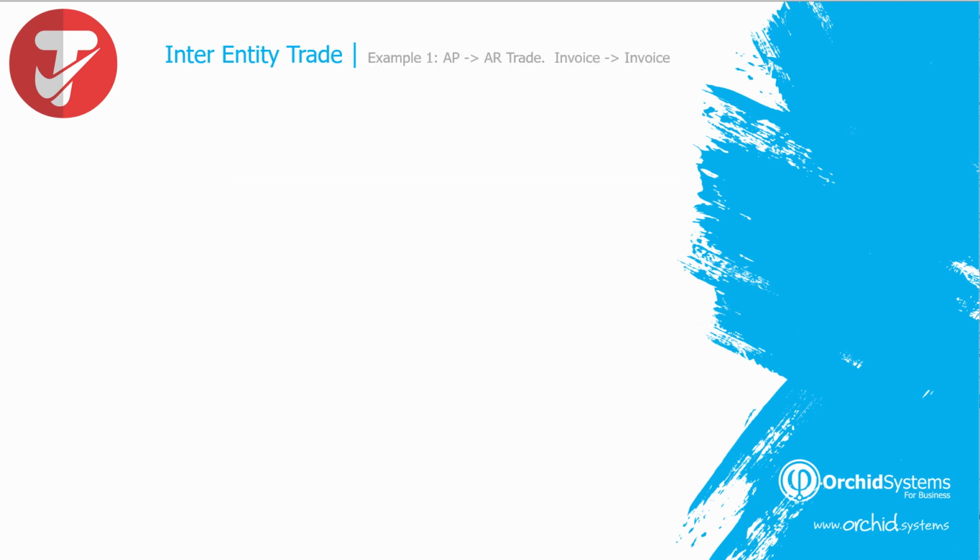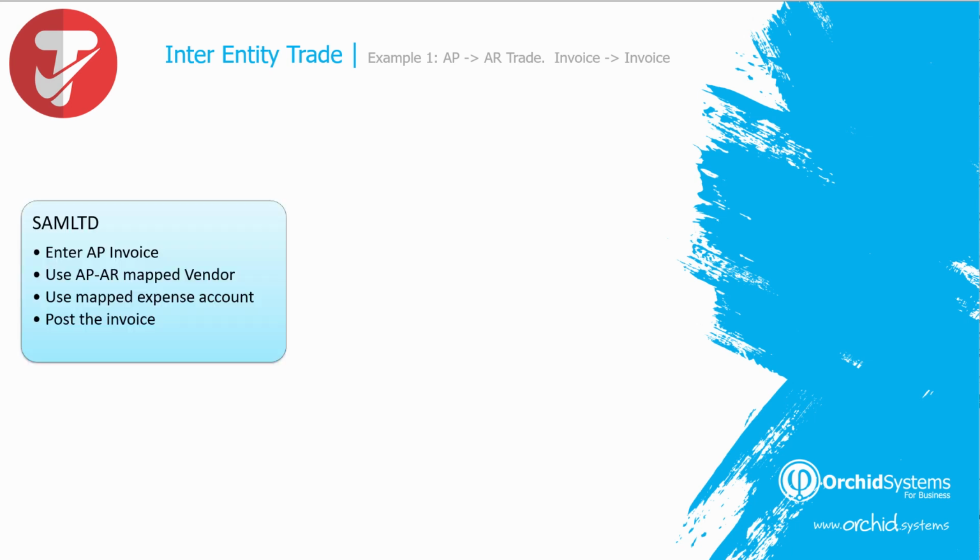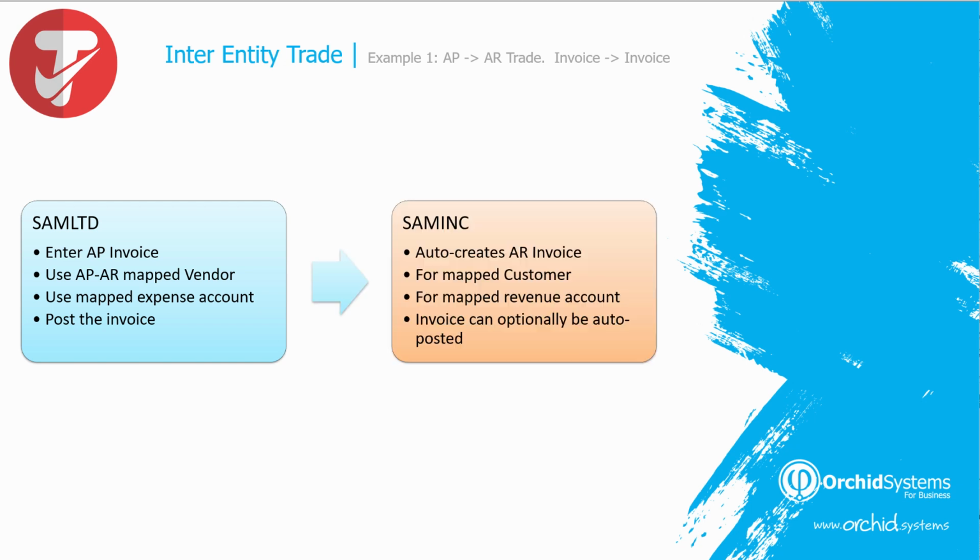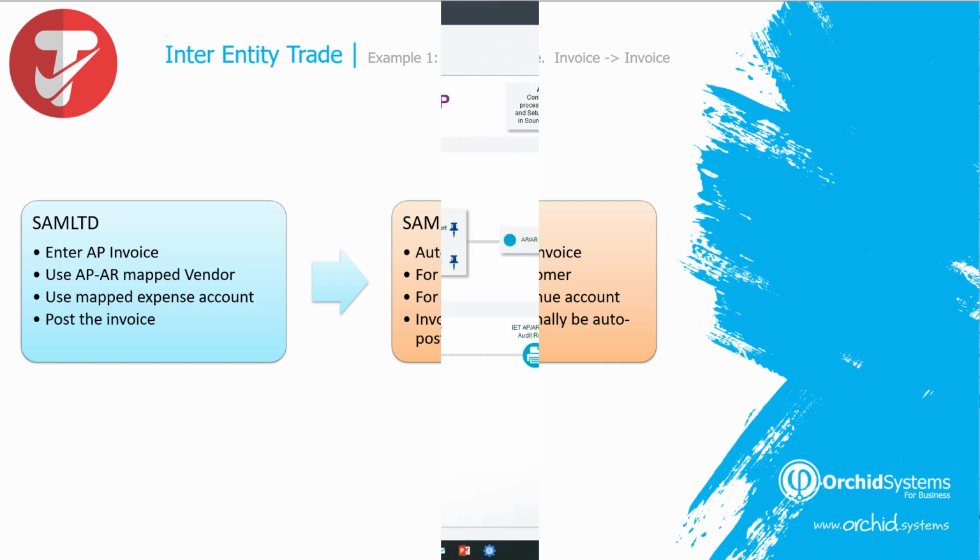The first example we're going to do is AP to AR trade, invoice to invoice. In SAM Ltd, we're going to enter an AP invoice, and we're going to use our mapped vendor for that invoice. And we're going to use the mapped expense account on that invoice. And then when we post the invoice, Inter-Entity Trade is going to create the AR invoice in SAM Inc. for our mapped customer for the mapped revenue accounts. And we will see that the invoice can optionally be auto-posted. This is the configuration we're going to do now.